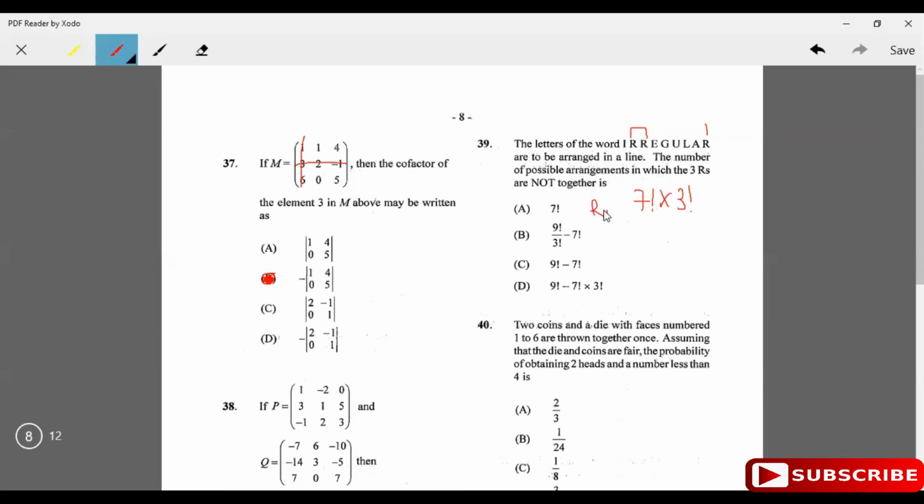RT stands for R together. Now they want the number of ways R's are not together, which I'm going to write as RT complement. RT complement is the total ways of arranging this word, 9 factorial, minus the number of ways R's are together, which is 7 factorial times 3 factorial. To get when they're not together, it's the total of all the letters minus when the R's are together. Yes, that's how you find it.